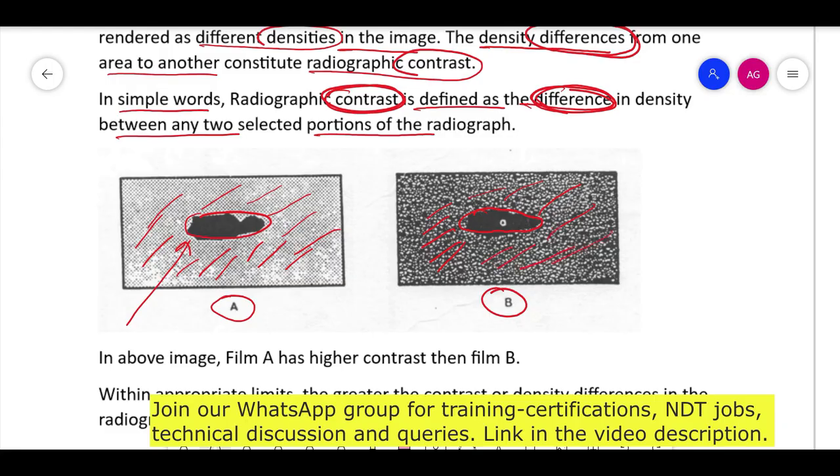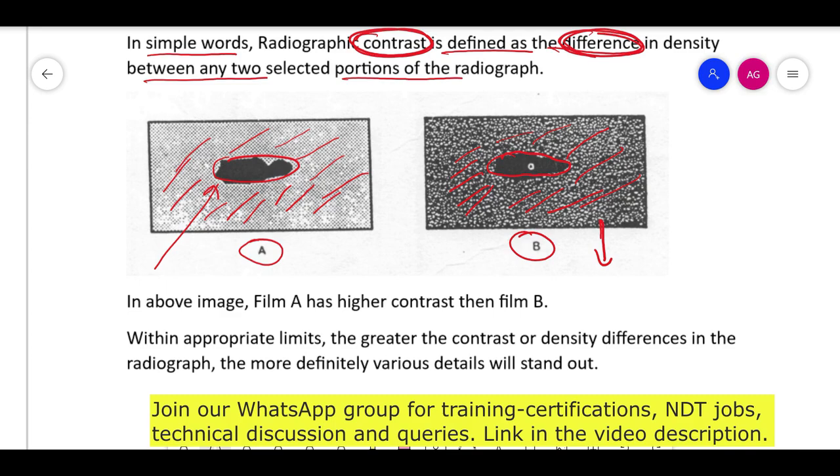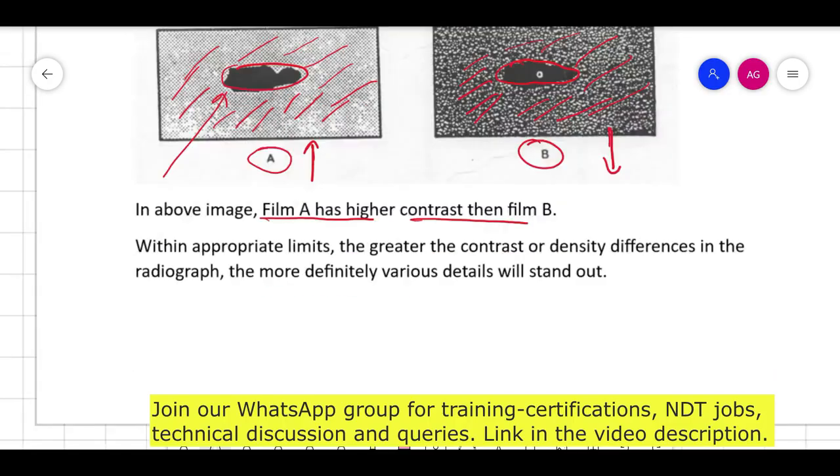So you can say in this that the density of your defect and the density of the parent metal around it are almost the same. Okay? Meaning that the contrast in this is less. It is poor contrast. Whereas the film A here has higher contrast compared to film B, okay? So in film A you can differentiate easily. Meaning you can differentiate between black and white easily. Above, film A has higher contrast than film B.